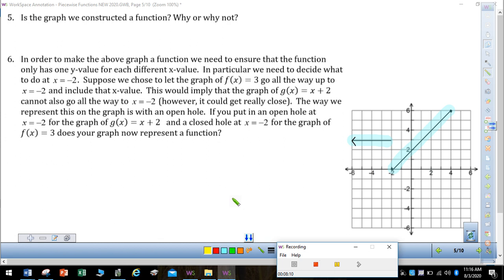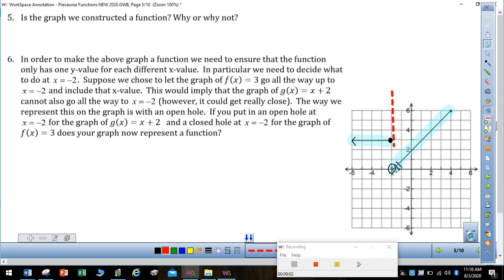That would imply that the graph of g of x equals x plus 2 cannot also go all the way up to -2. However, it could get really close. The way we represent this on the graph is with an open hole. So if we put an open hole at x equals -2 for the graph of g of x equals x plus 2, that would look like this, a big open circle. And then put a closed hole at x equals -2 for the graph of f of x equals 3, does our graph represent a function now?